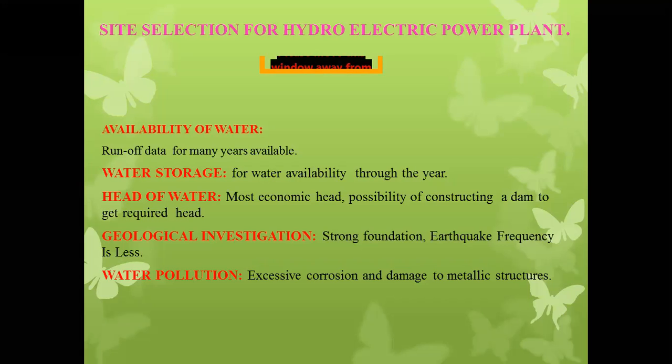If you studied in 12th standard, the chemical composition of the water greatly increases the rate of corrosion reaction on the metallic part. Yes or no? So excessive corrosion will be caused by salty or saline water, and it will damage the metallic structure of the hydroelectric power plant. So water pollution should be studied before installing the hydroelectric power plant at a particular site.